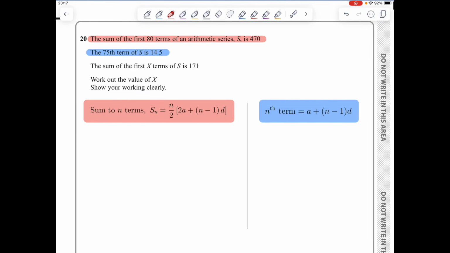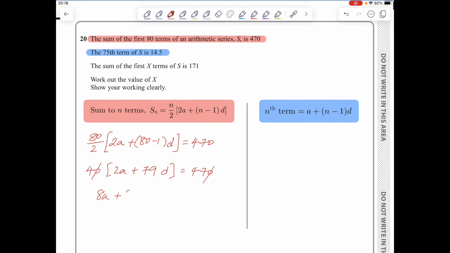So for the first equation, I have 80 over 2 times 2a plus 80 minus 1 d is equal to 470. So 40 times a plus 79d equals 470. Divide both sides by 10 and then expand. 8a plus 316d equals 47, and this is equation number 1.